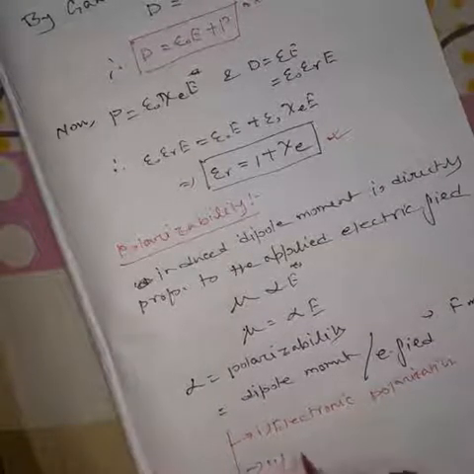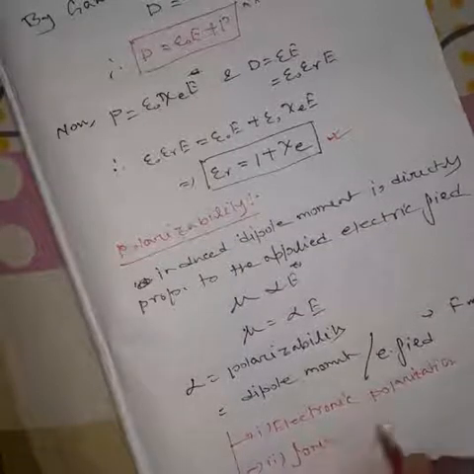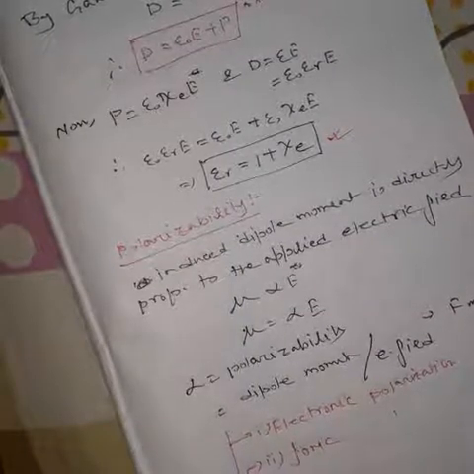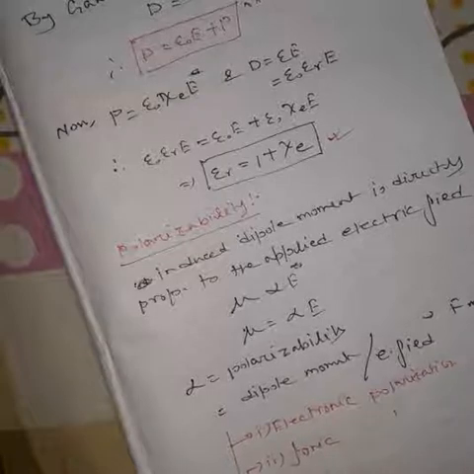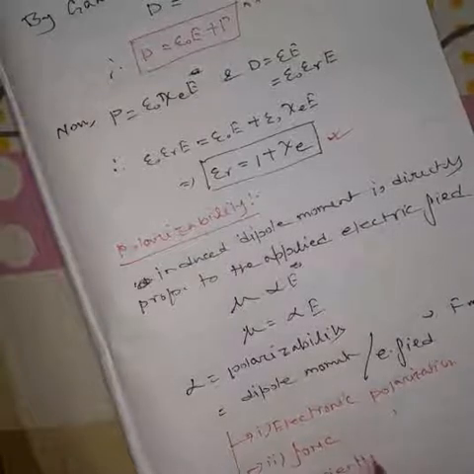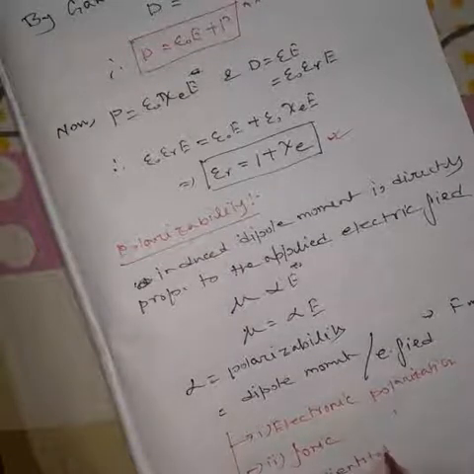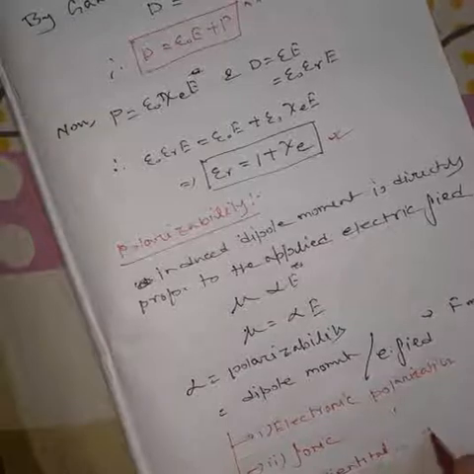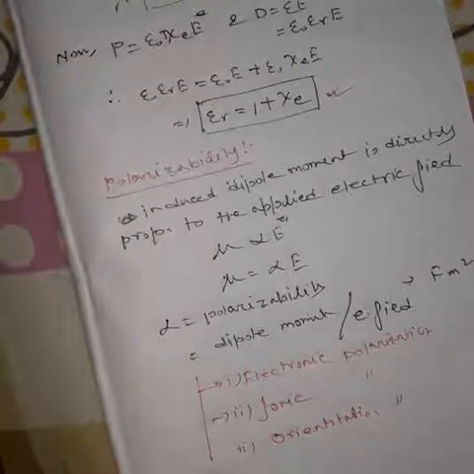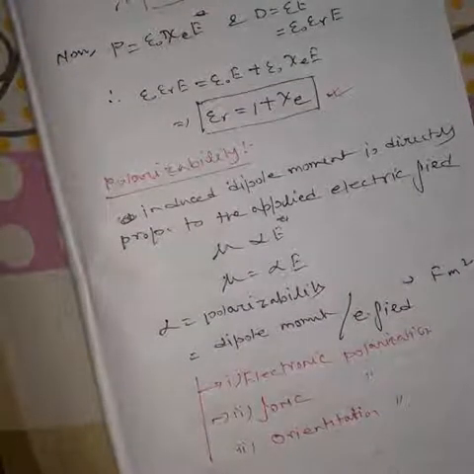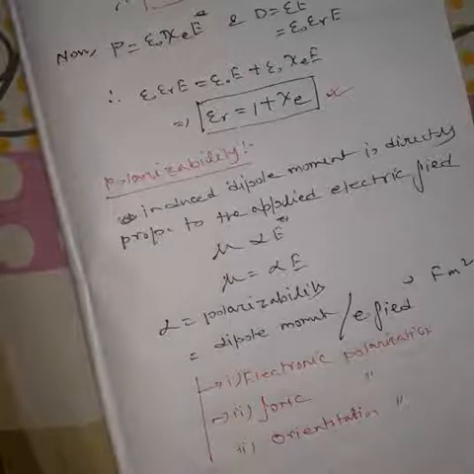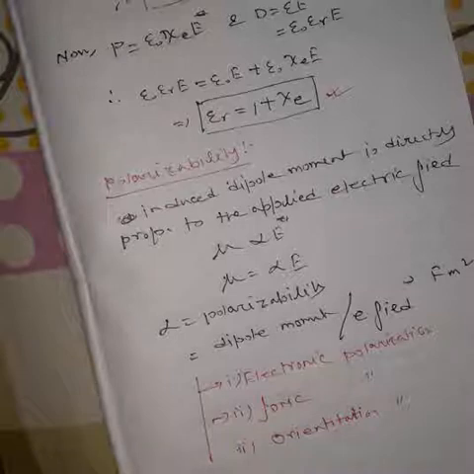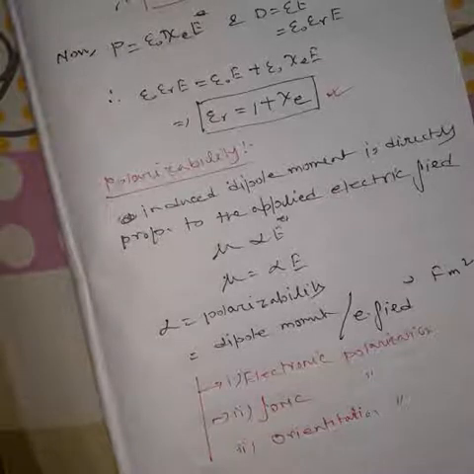Number two is ionic polarization, and number three is orientational polarization. What happens in electronic polarization is that, due to the shifting of electrons, the polarization happens. That means the positive and negative charge shifts due to the applied electric field, or they have the permanent dipole moment.